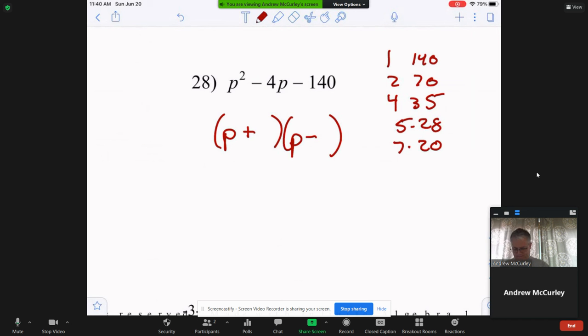Let me see here. Big number. No. 9, no. 10 and 14. Oh, look at that. That has a difference of 4. So one of them has to be 14, one of them has to be 10. Now, which one's got to be the negative? Well, it's more negative than it is positive because of this minus sign here. So we're going to put the 10 here. We're going to put the 14 there. Okay? And now you're looking at it like, oh, 10 and 14, of course.